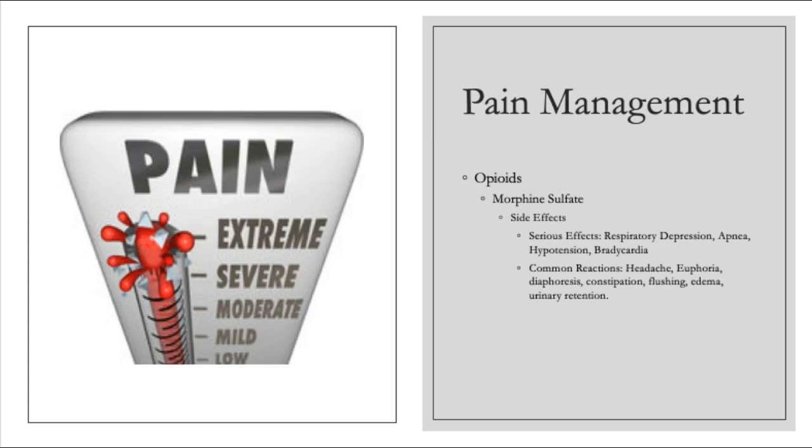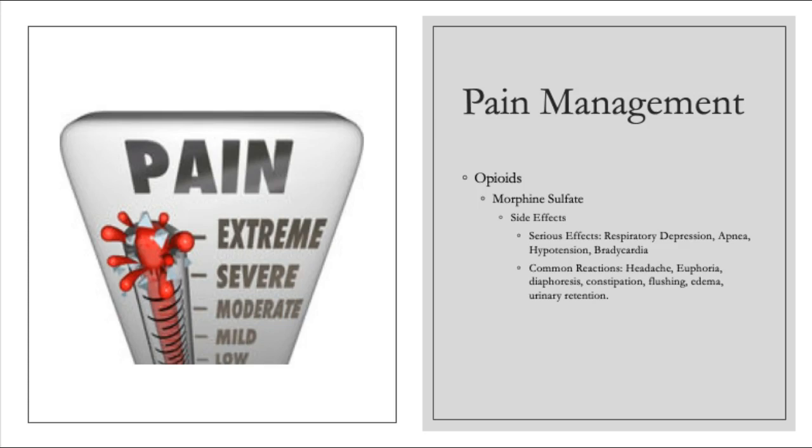Okay, so finishing about morphine, I couldn't fit it all on the other slide. So some side effects, and I know you guys probably know this, but serious ones are respiratory depression, apnea, hypotension, bradycardia. Common reactions, people will develop a headache, and that's actually pretty common. People will also develop some diaphoresis.